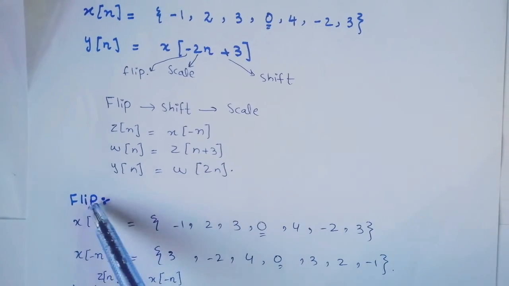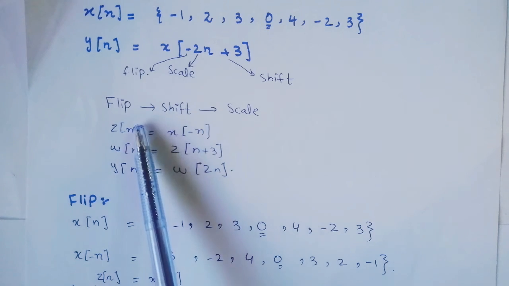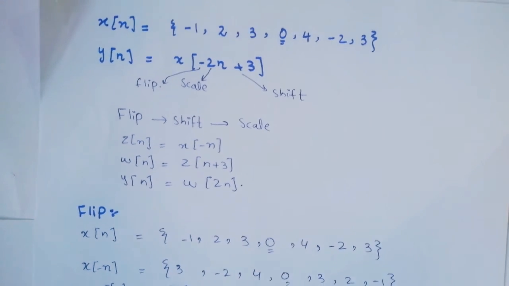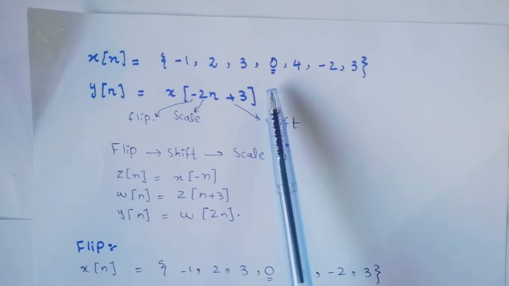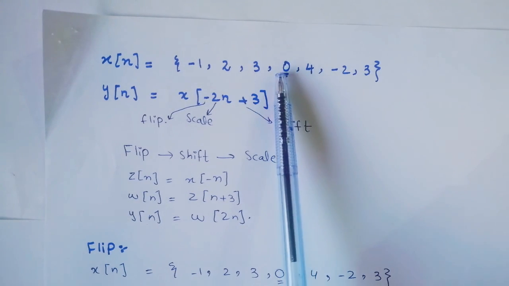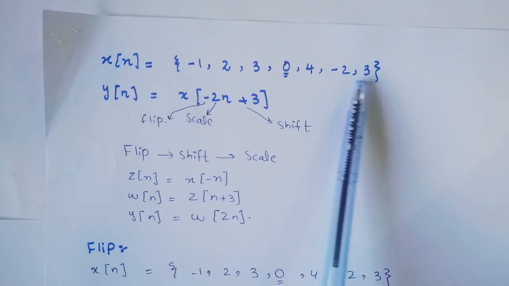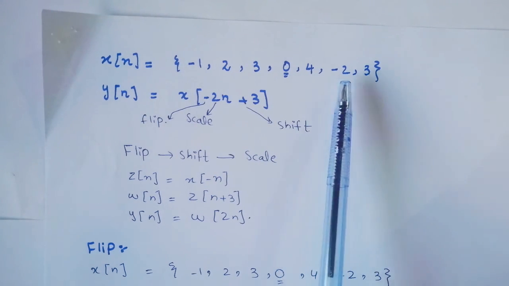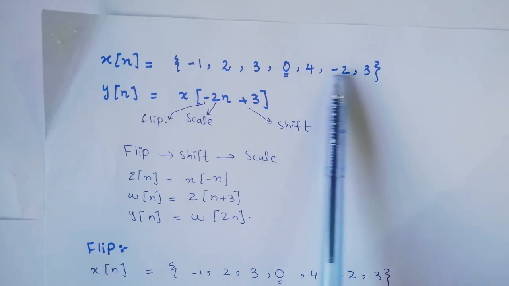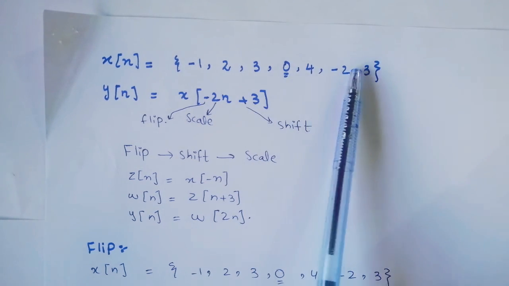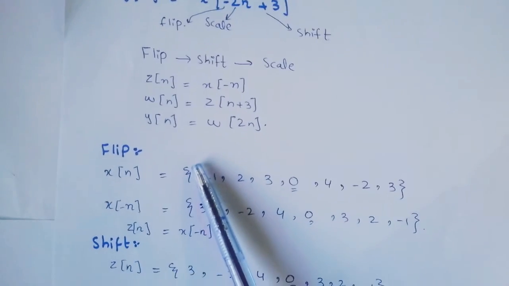Now in the signal, we'll first do the flipping. Z of n is equal to x of minus n. Let's see here. It is the 0th value, and these values are at negative index, and these values are at positive index. So when you flip the signal, the negative values will come to the positive side, and positive values will go to the negative side, as you can see here.